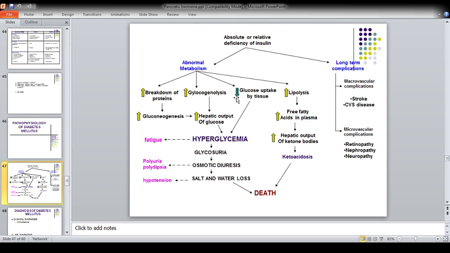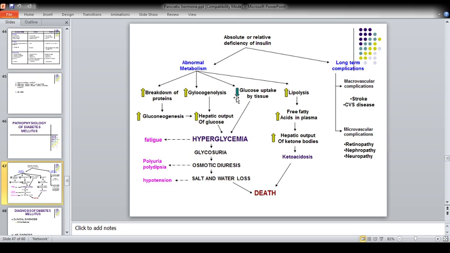So what would happen is there would be some short-term complications and some long-term complications, and there would be some mild signs and symptoms and some severe signs and symptoms that could occur. So we're going to discuss all of these one by one.